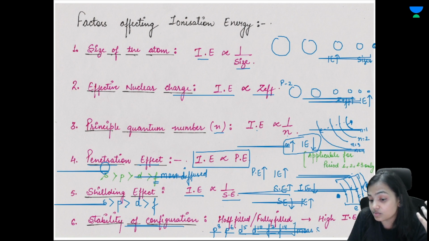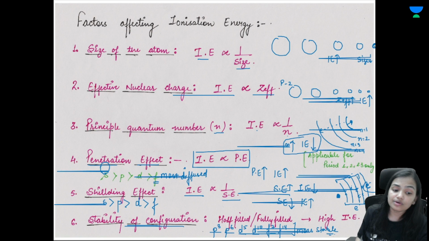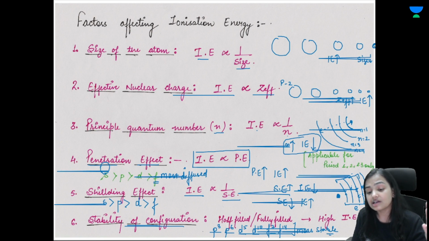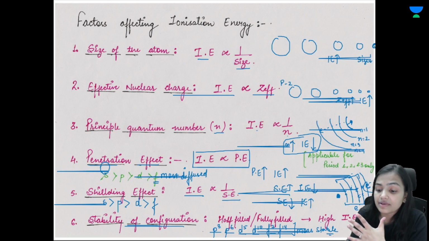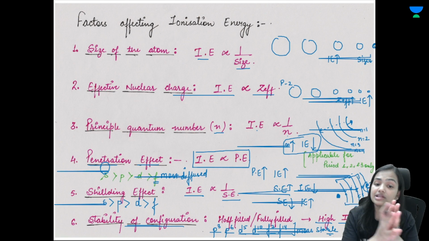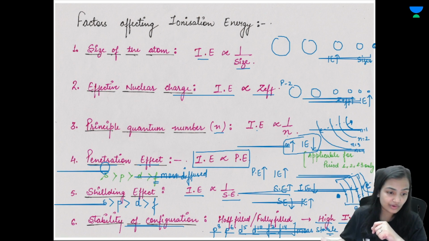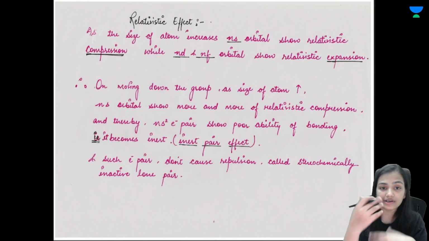They are extra stable, and when they are extra stable, it becomes very difficult to remove an electron in such a way. So whenever you get P3, P6, D5, D10, F7, F14, half filled or fully filled orbitals, they will have very high ionization energy. Okay, so I hope all these factors that affect the ionization energy are very clear to all of you. So here we can move ahead.